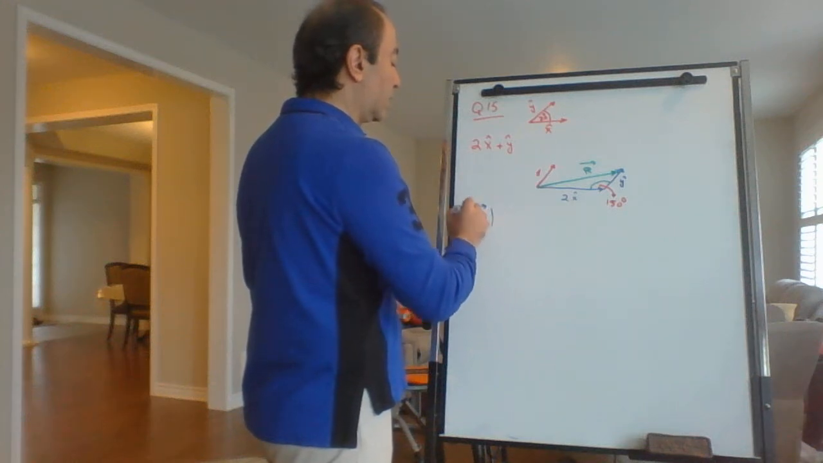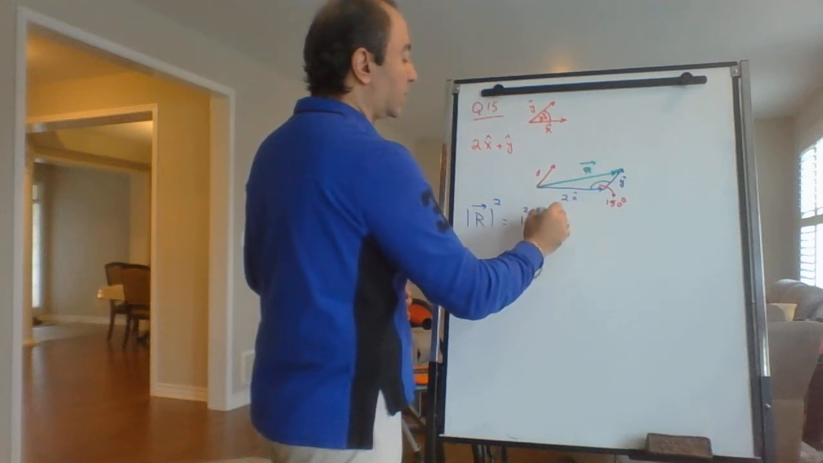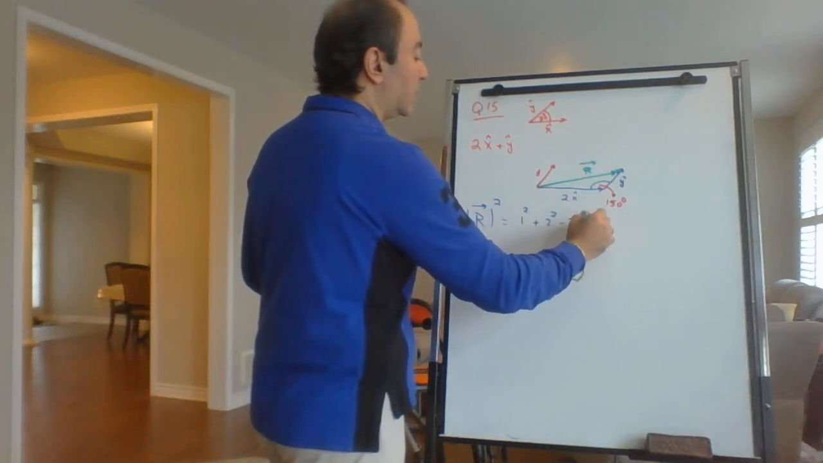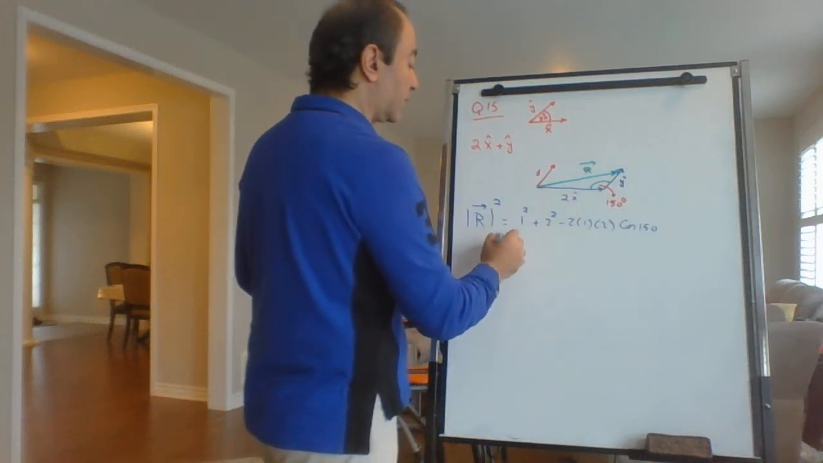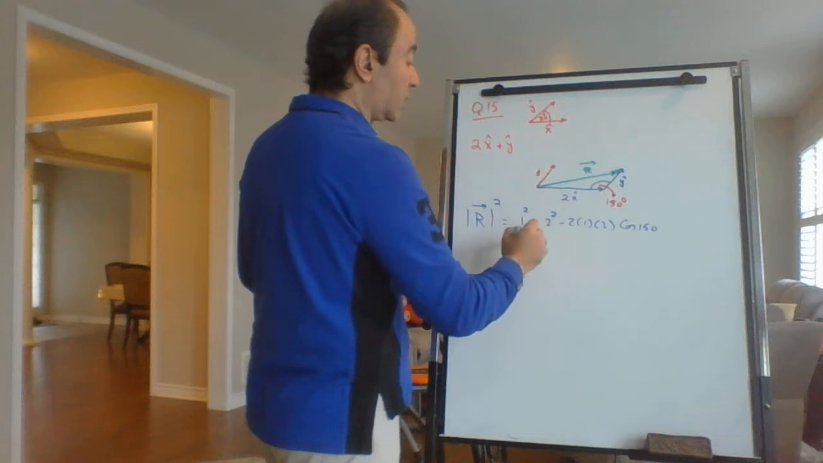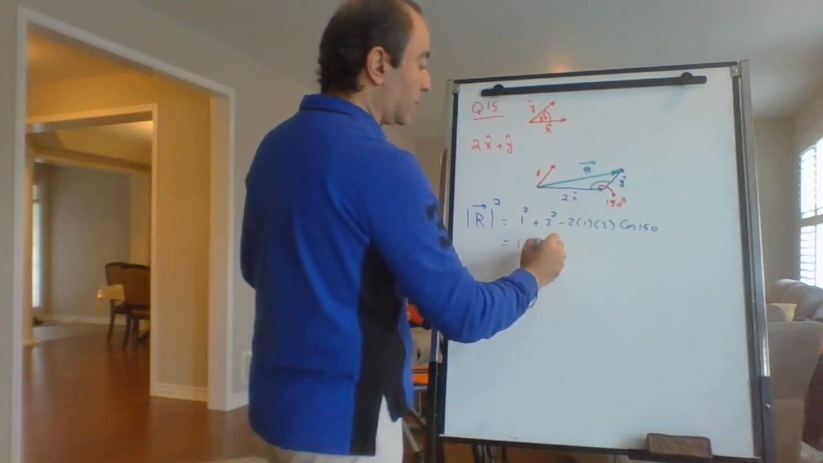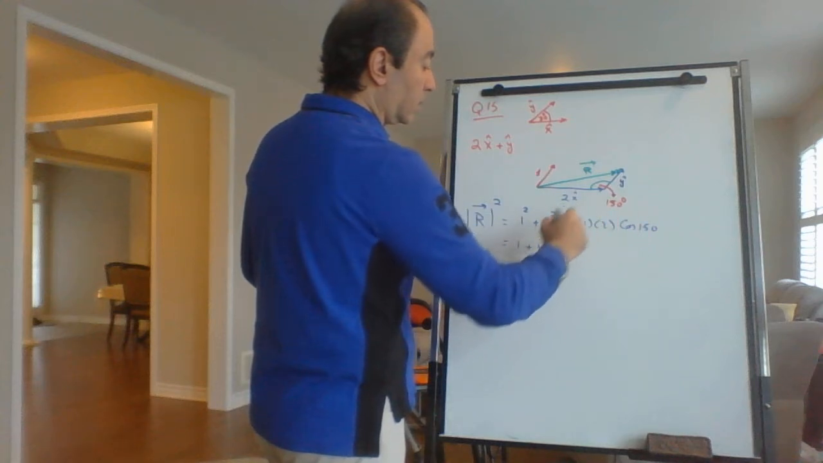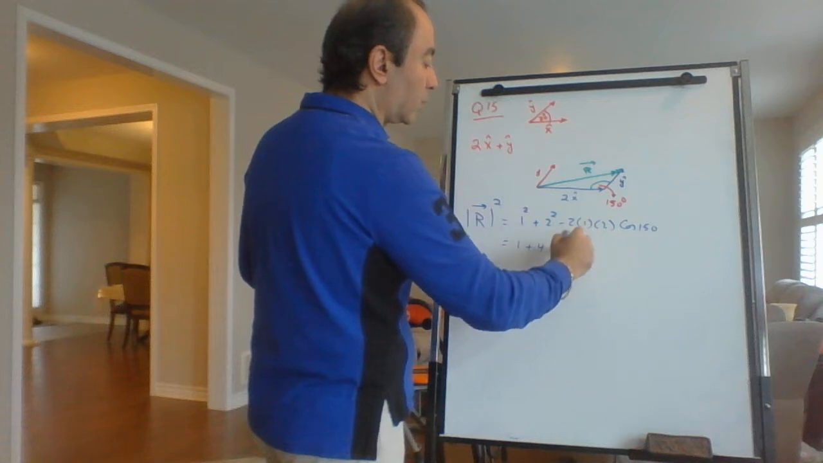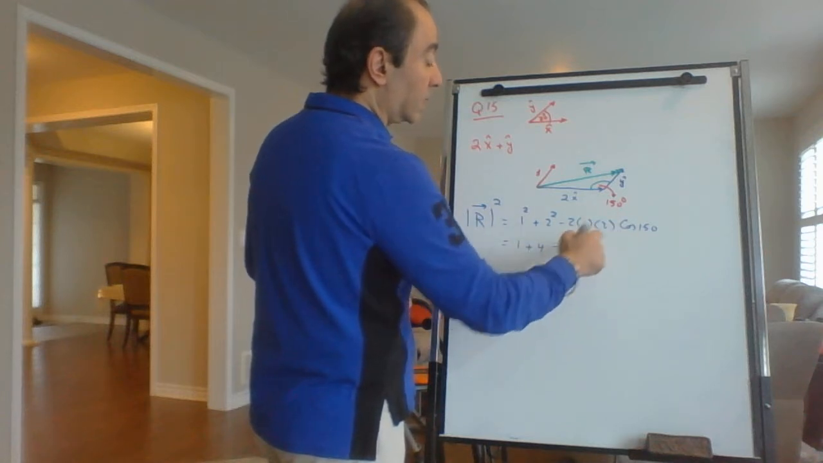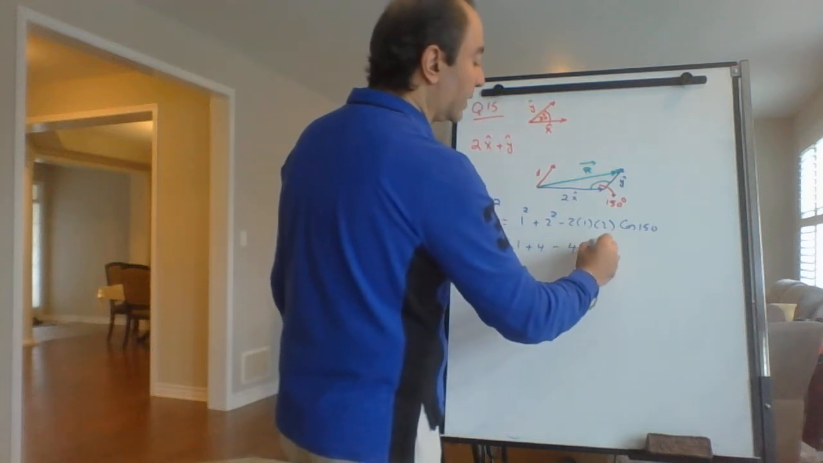The magnitude of vector r squared will equal 1 squared plus 2 squared minus 2 times 1 times 2 times cosine 150. Cosine 150 will be a negative number, so we just need to do 1 plus 4. I have to subtract, so I have to multiply those: 2 times 1 times 2 is 4, times cosine 150, which is negative radical 3 over 2.